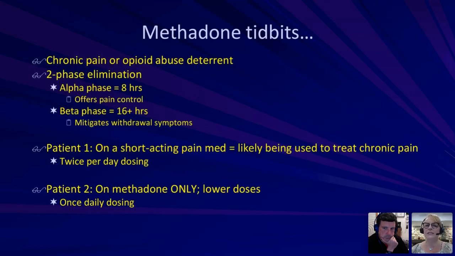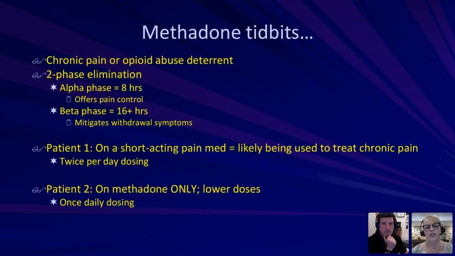The difference is you can see the first hump, or the alpha phase, of the 24 hours is methadone's pain control time frame. The first 8 hours after a methadone tablet, that's where you'll get pain control. The next 16 hours, no pain control.